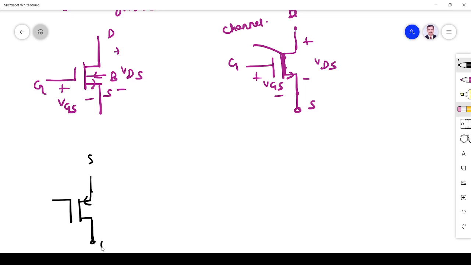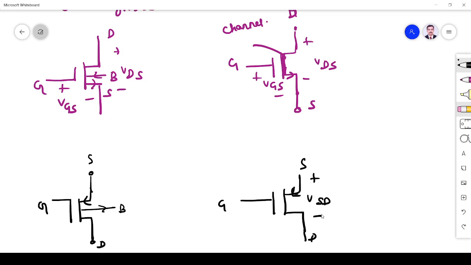Similarly, for P channel depletion MOSFET: source, drain, gate, body. This is the conventional symbol. This is the circuit symbol. Gate, source, drain. This is VSD, right? And this is VSG, right? So this polarity is very important. This is used in the problem solving technique, right? So these are the symbols of MOSFET.